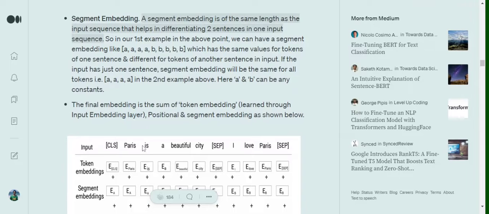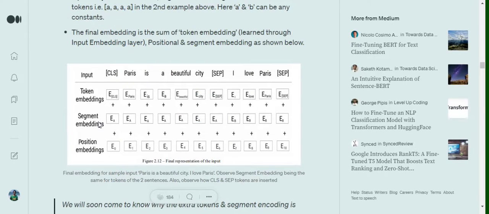Now the final token embedding that gets fed into the encoder would be a summation of three things. First, the token embedding that is generated by the input embedding layer, similar to what we had in the transformer. Second would be the segment embedding getting added, and third would be the positional embedding getting added. I have already discussed positional embedding in my previous videos. You can check that out.